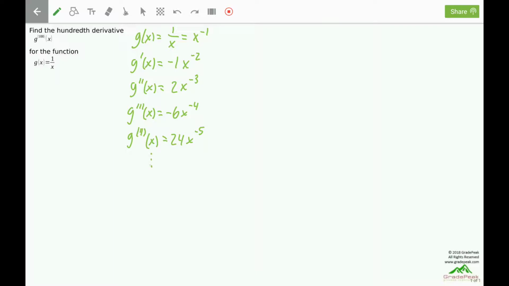Now we're going to want to see if we can formulate a pattern here to speculate what the 100th derivative will be so that we don't have to take 96 more derivatives. That could take quite a while.